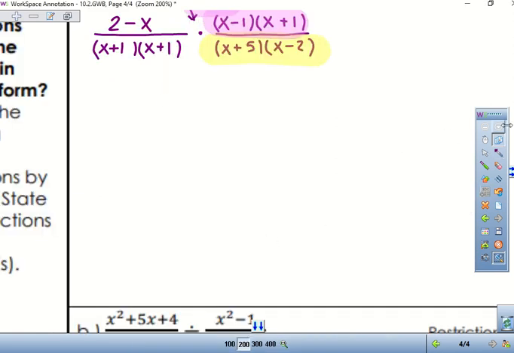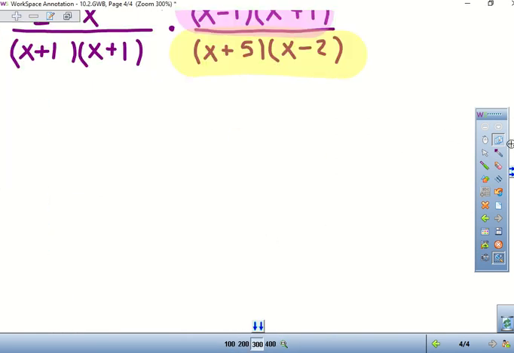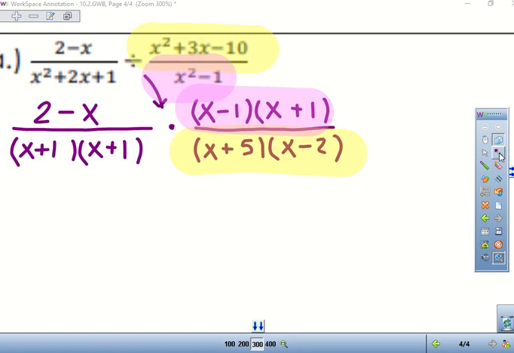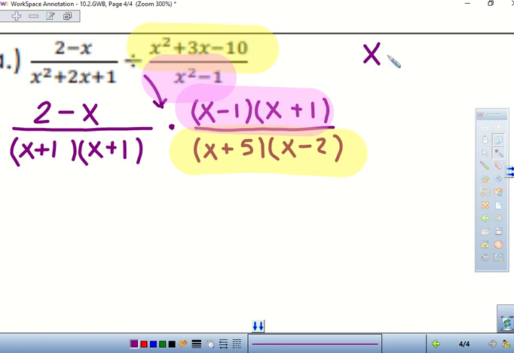This one has a little bit tricky restrictions, so here's the trick that I always tell everybody. Here's the rule. Find your restrictions now by finding these ones, of course. So we got x cannot be negative 1, and x can also not be negative 5 or positive 2.